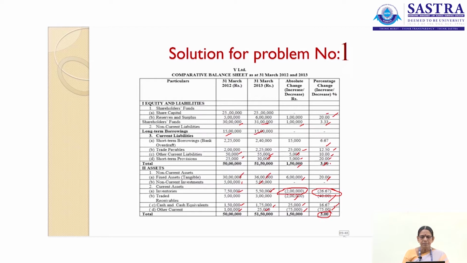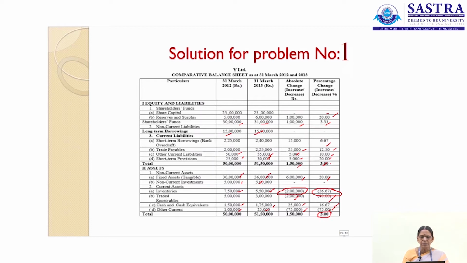Next comes the long-term borrowings. We have 15 lakhs and 15 lakhs. We don't have any change here. Then short-term borrowings, bank overdraft, we have 2 lakh 25,000 and 2 lakh 40,000. We have an increase of 15,000, so it is 6.67. And we have trade payables as 2 lakhs and 2 lakh 25,000. We have 25,000 as increase. We have 12.50.